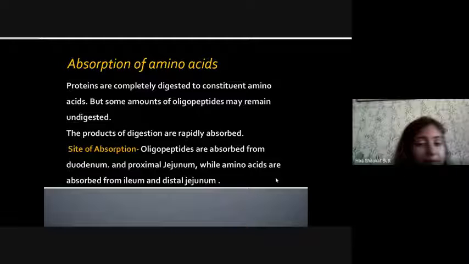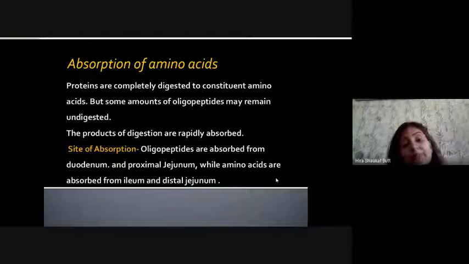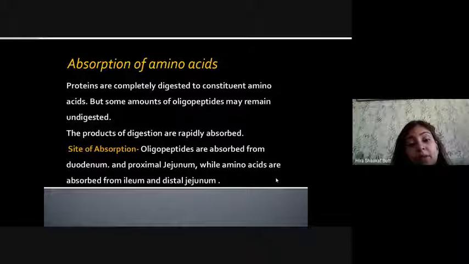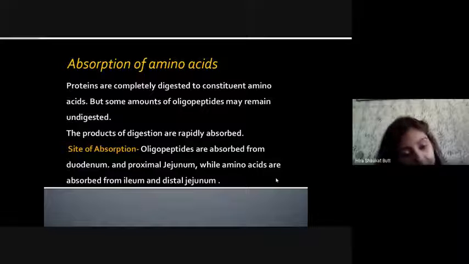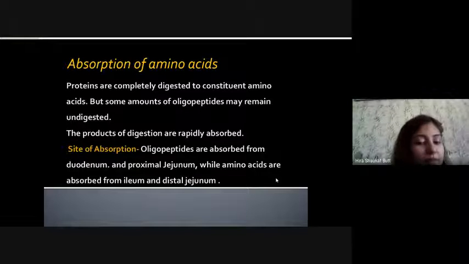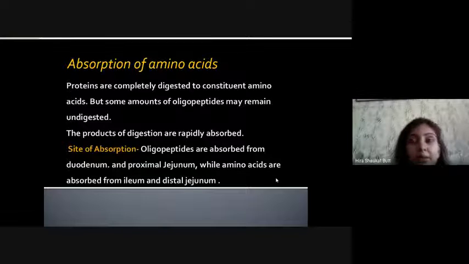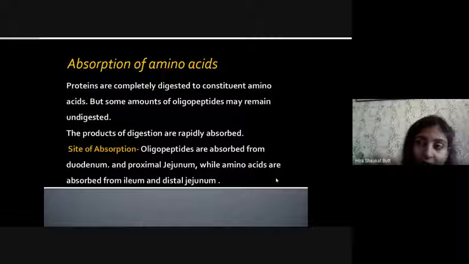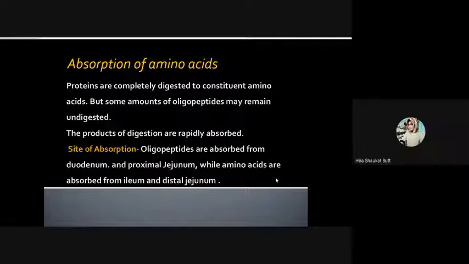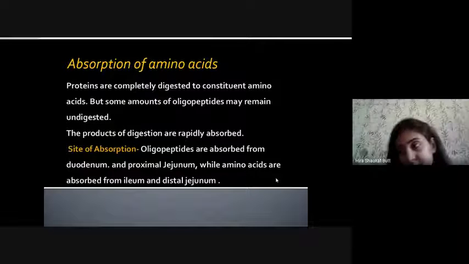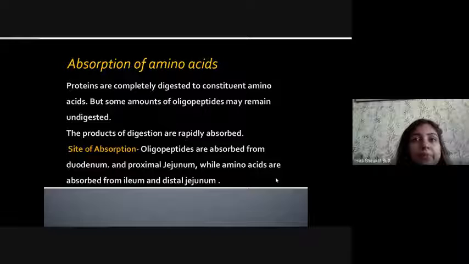Proteins are completely digested to constituent amino acids, but some amounts of oligopeptides may remain undigested. The products of digestion are rapidly absorbed. Site of absorption: oligopeptides are absorbed from the duodenum and the proximal jejunum, while amino acids are absorbed from the ileum and the distal jejunum. Always remember that the things that don't get absorbed from the last portion of the small intestine get entry into the large intestine, and in the large intestine all the present material is deposited.